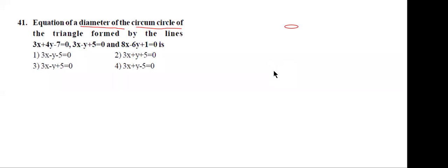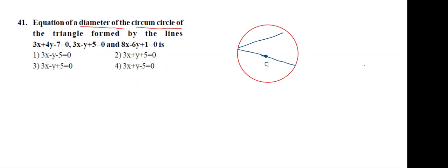Circumcircle. First draw a circle. Okay. And draw one diameter. Diameter means, you know very well, passing through the center of the circle. Approximately, I'm saying that this is the center of the circle. Now here, draw two lines like this.